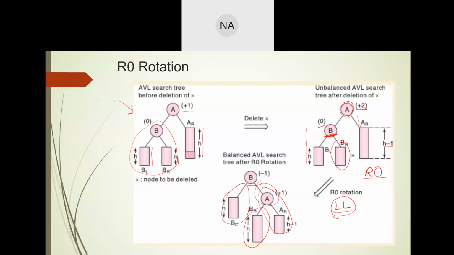Now after the rotation, you can see that the balance factors of node B and node A are minus 1 and plus 1. Earlier, before performing R0 rotation, the balance factor of node A was plus 2, and for node B it was 0. After performing R0 rotation, it will be plus 1 for node A and minus 1 for node B, right?